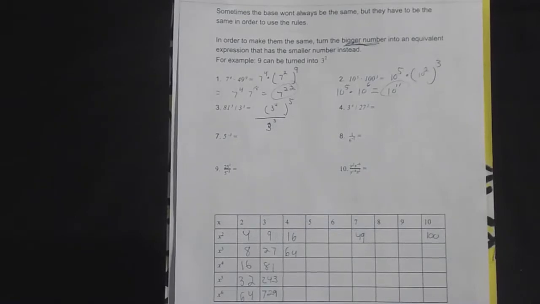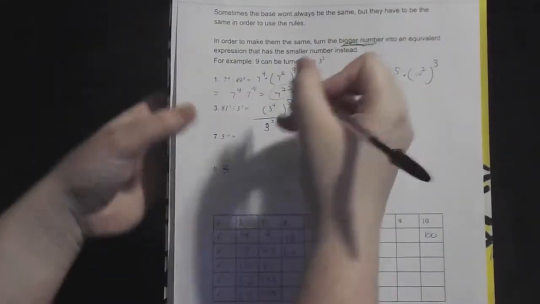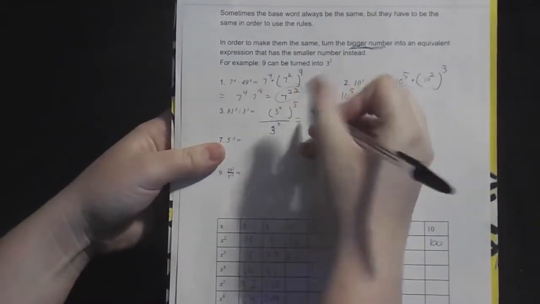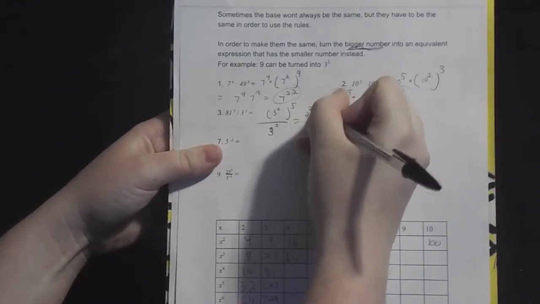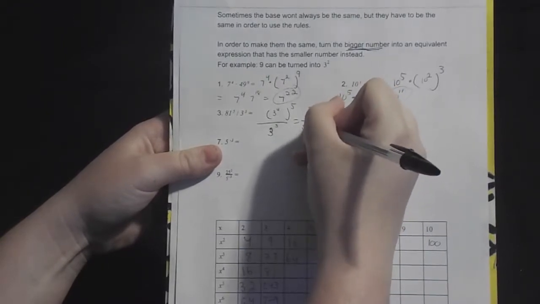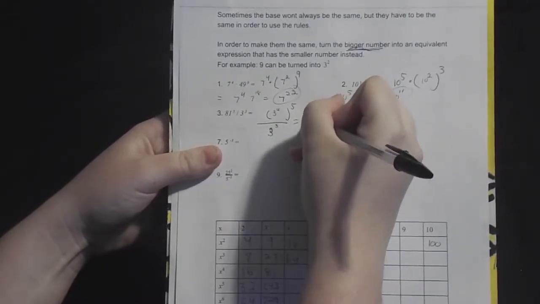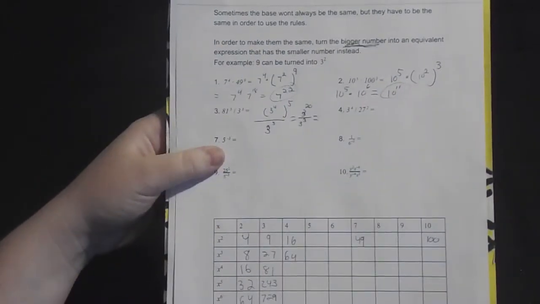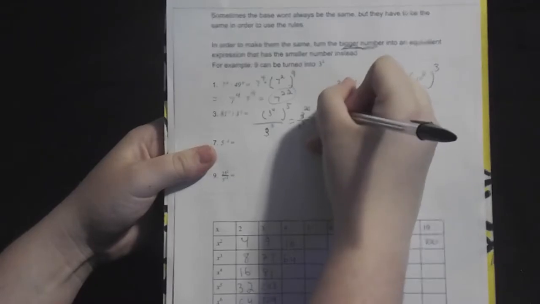Alright, so instead of 81, I can write 3 to the power of 4, because it's the same thing, but now they're both 3s. So then, I multiply these two, because it's exponent on exponent, and get 3 to the power of 20 over 3 to the power of 3. And finally, because I'm dividing, I get to subtract my exponents, so it becomes 3 to the power of 17, because 20 minus 3 is 17.